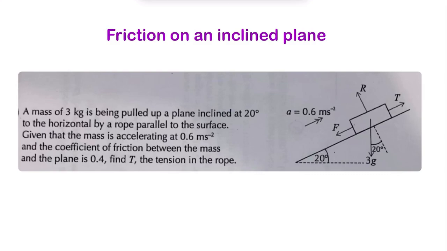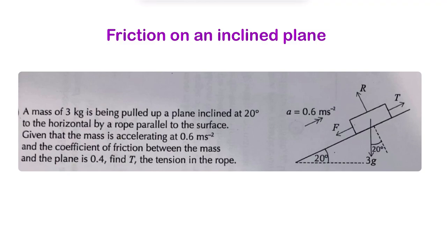This question is about an inclined plane where we have a rough surface. So we have a coefficient of friction, we have a rope pulling a block up the inclined plane. We know the mass of the block, we know the coefficient of friction, and we're asked to find the tension in the rope.